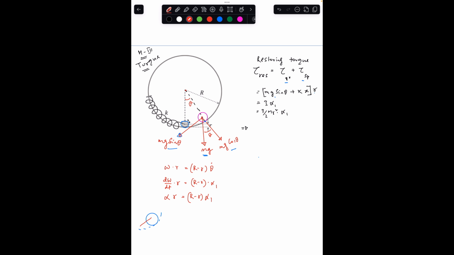Through this center, in this direction, what force is passing? The force is mg sin theta. In the same direction, the spring force is acting, mg and kx. We are going to calculate torque about this point P. So I am talking about torque about point P.